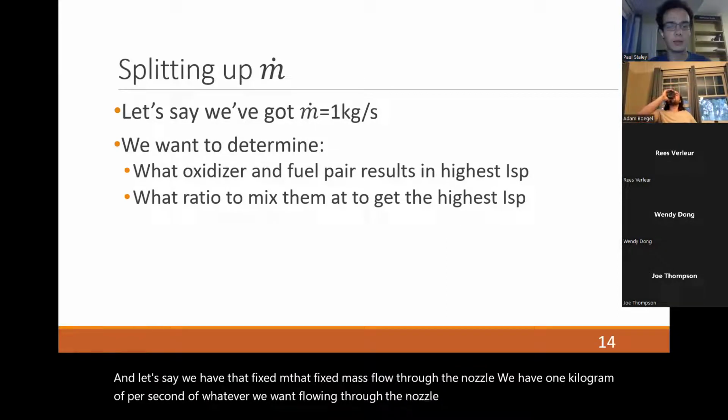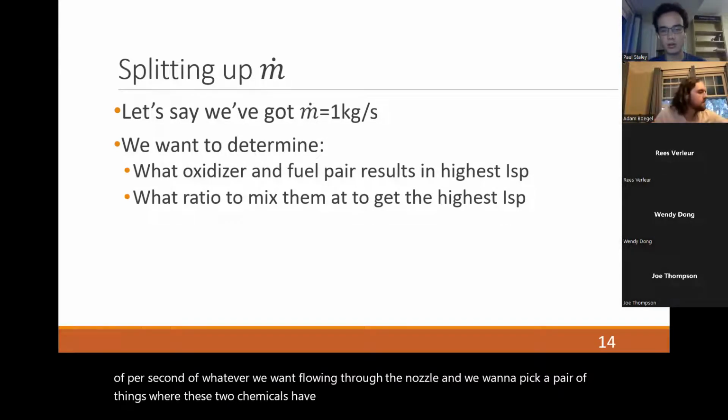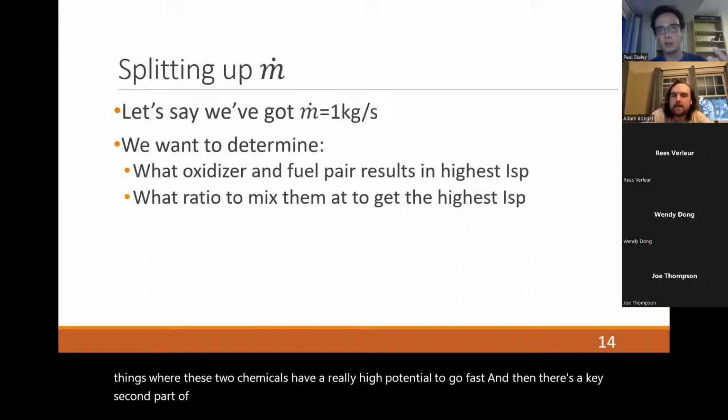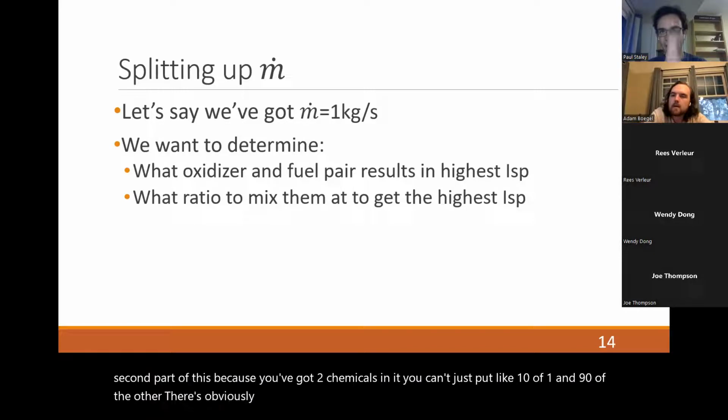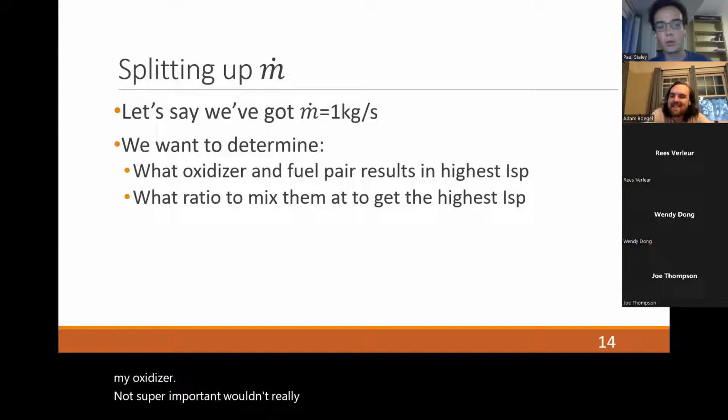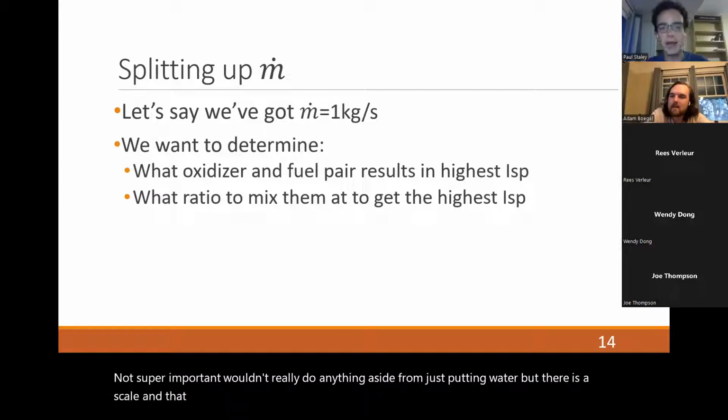And we want to pick a pair of things where these two chemicals have a really high potential to go fast. And then there's a key second part of this, because you've got two chemicals and you can't just put 10% of one and 90% of the other. There's obviously some point where it would not do much. If I put 100% of my oxidizer, it wouldn't really do anything aside from just putting out water. But there is a scale, and that implies that there's a key maximum point. We're going to talk about how you find that max point and what it actually looks like.